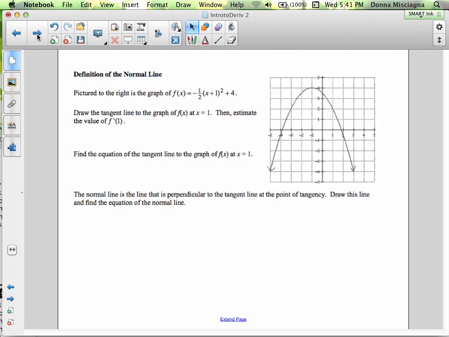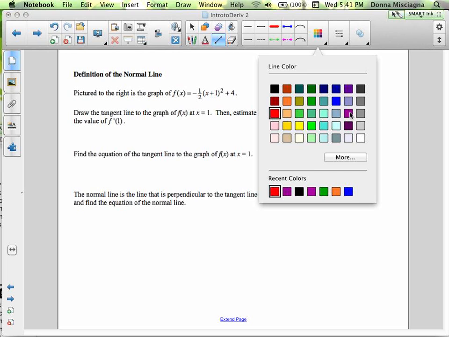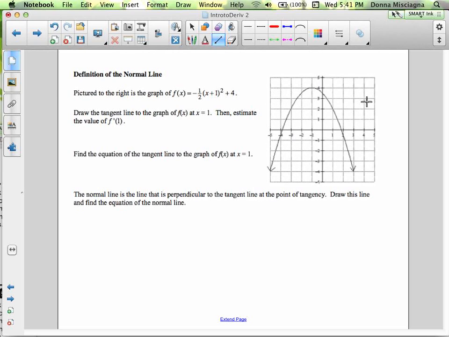All right, so definition of the normal line. Pictured to the right is the graph of f of x equals negative 1/2 (x plus 1) all squared plus 4. Just a parabola, vertex at negative 1, 4. Draw the tangent line to the graph of f of x at x equals 1. Right, I'm going to see if I can get my line tool to come out. Yes, I did. I'm going to try to make it some other color than black because black kind of blends in on the black graph. Okay. And let's see how I do when I'm recording. Whoops. Well, I may have to straighten out my line just a tad.